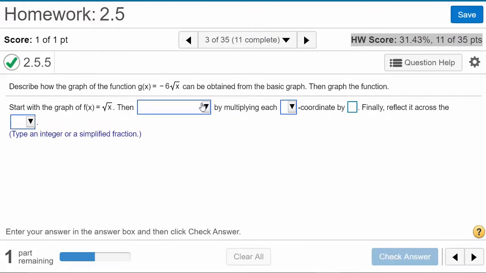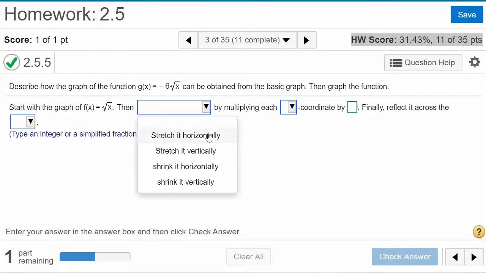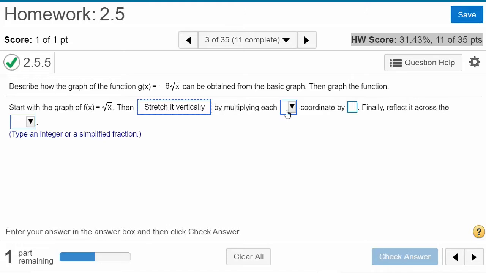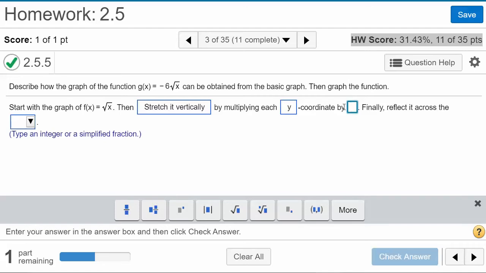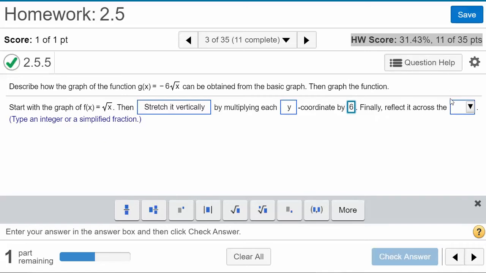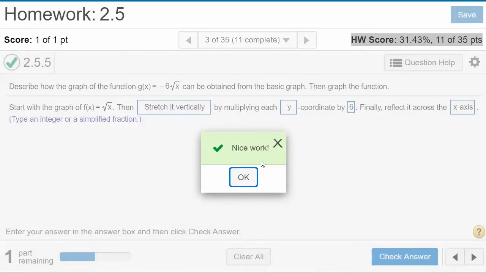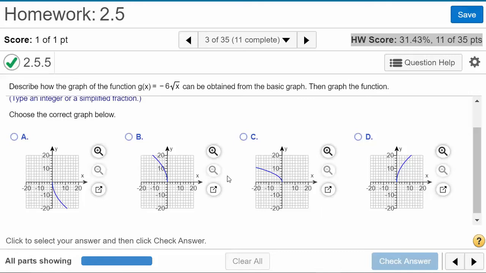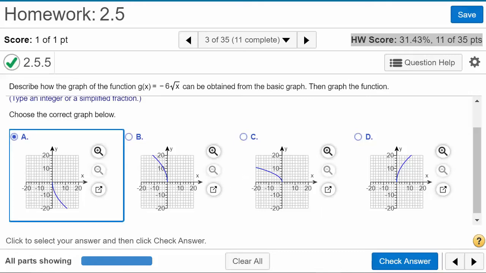Okay, so we're going to start with the basic graph, stretch vertically by multiplying each y coordinate by 6, and then reflect it across the x-axis. So I just combine my reflection with the 6. But anyway, it works the same way. Okay, now our graph is this one, right? That looks like what I drew over here in the red. Not very well, but that is it.